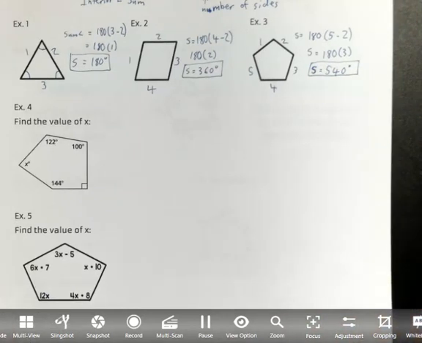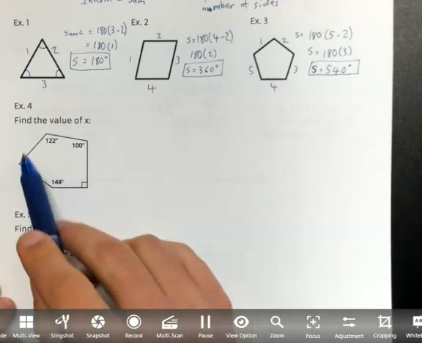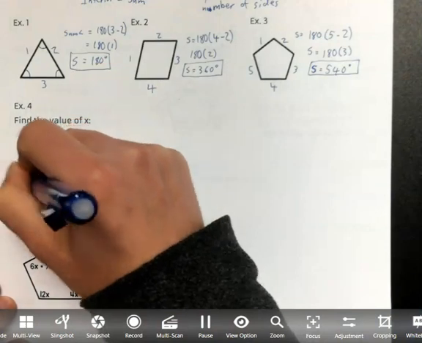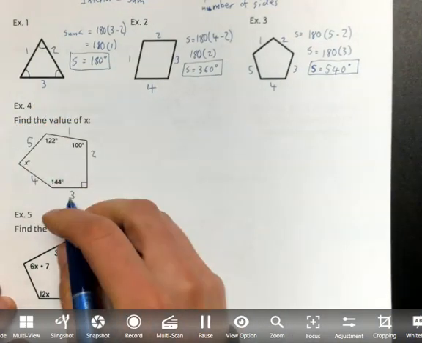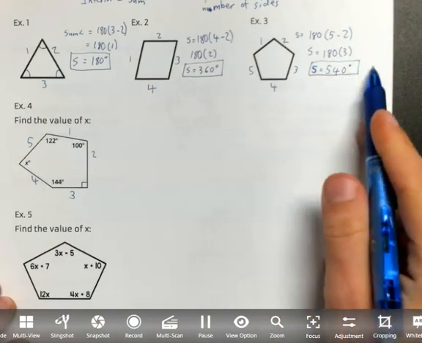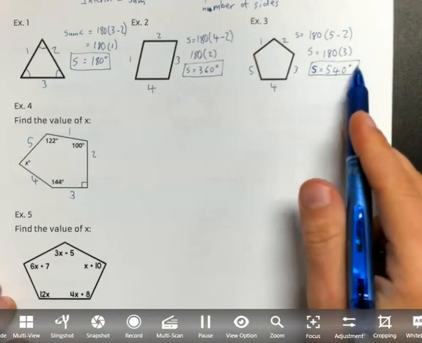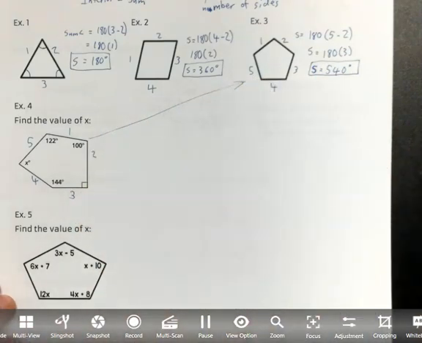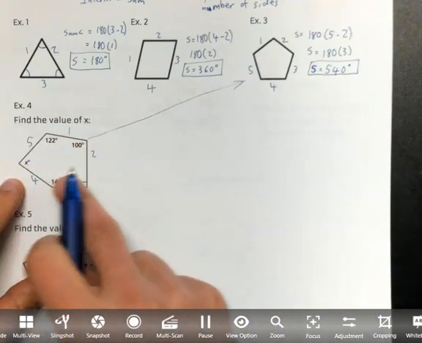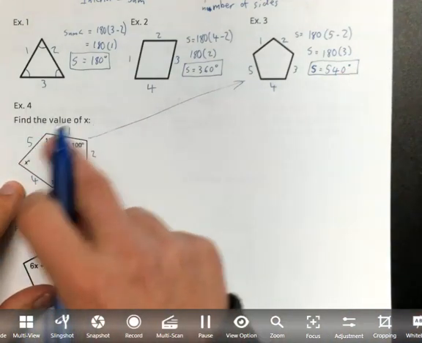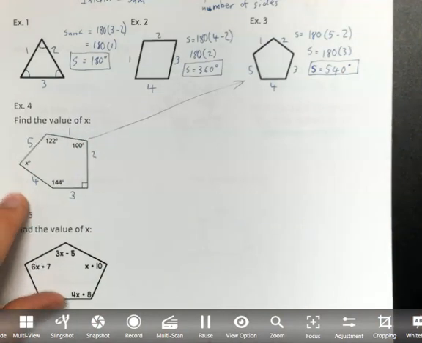Find the value of x. So the way we would find the value of x on this is we know that the sum of all of these should be, let's see, we've got 1, 2, 3, 4, 5. Oh, we calculated for 5 sides, right? Yeah, the sum of the interior angles for 5 sides is this 540 that we calculated right there. So now we know that all of these together need to add up to 540. So let's go add them up and find that missing piece, that x.